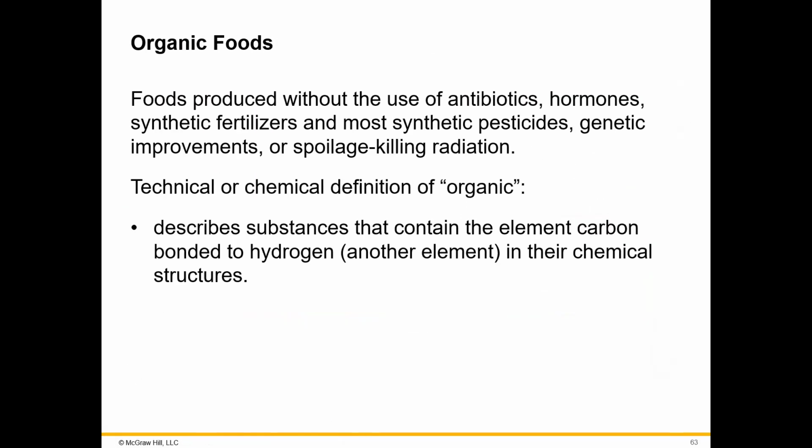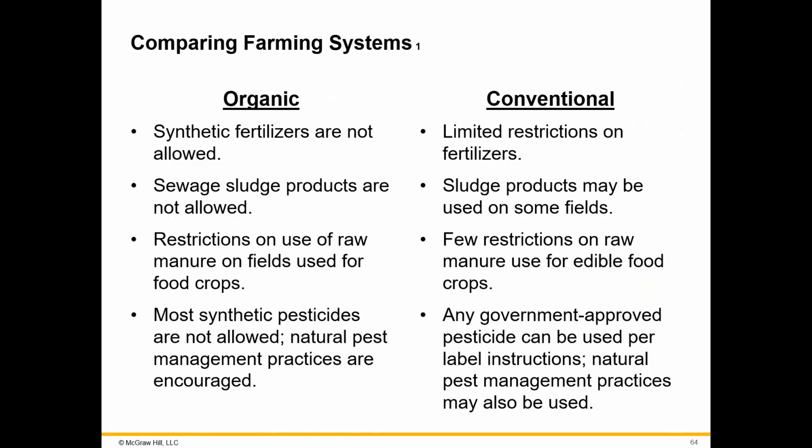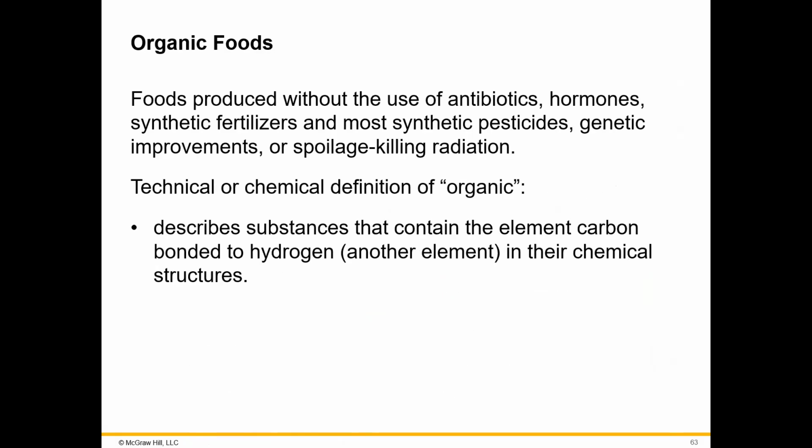Then we look at organics. And this is the last thing we'll focus on today. So being organic is also a display on the label. To be categorized as organic, the food must be without antibiotics, hormones, synthetic fertilizers, not be irradiated, and so forth.